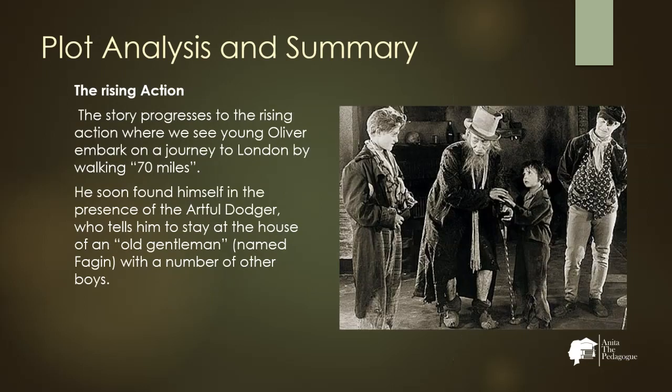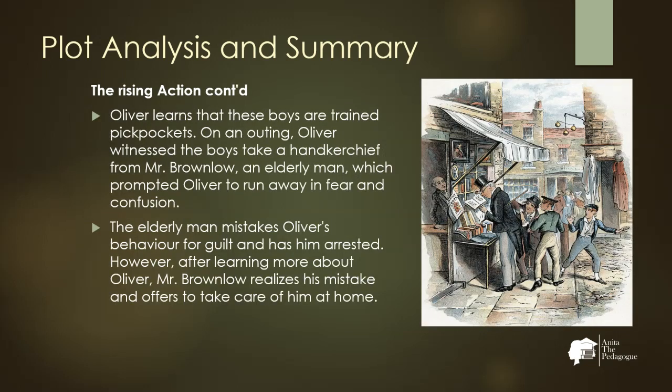At London, Oliver meets the Artful Dodger, one of Fagin's cleverest pickpockets, who tells him to stay at the house of an old gentleman named Fagin with a number of other boys. Oliver learns that these boys are trained pickpockets. On an outing, Oliver witnessed the boys take a handkerchief from Mr. Brownlow, an elderly man, which prompted Oliver to run away in fear and confusion.